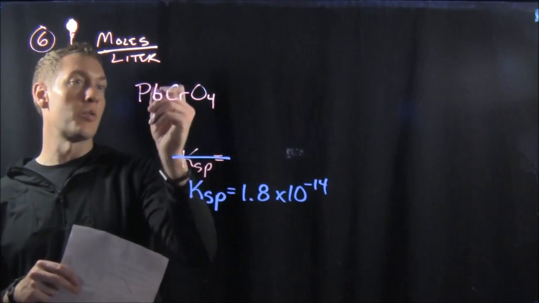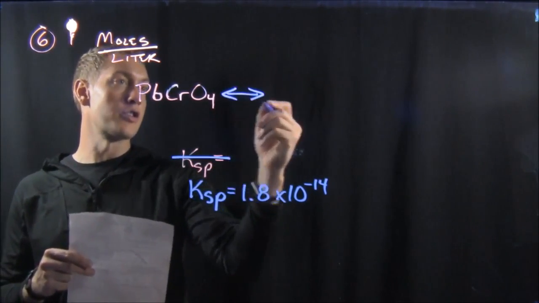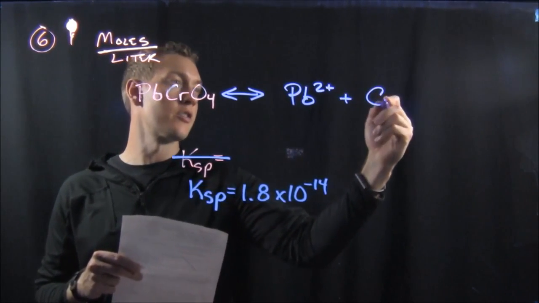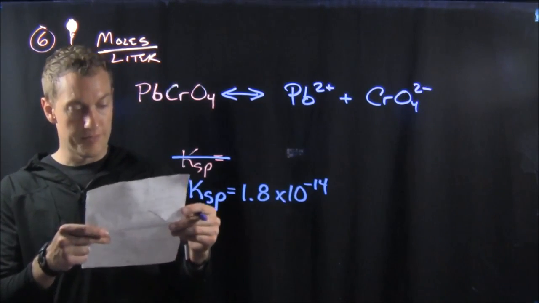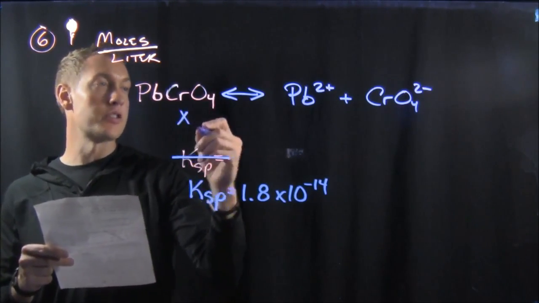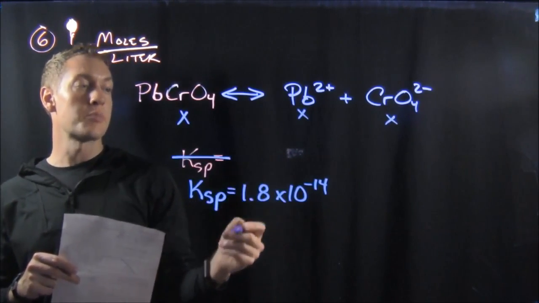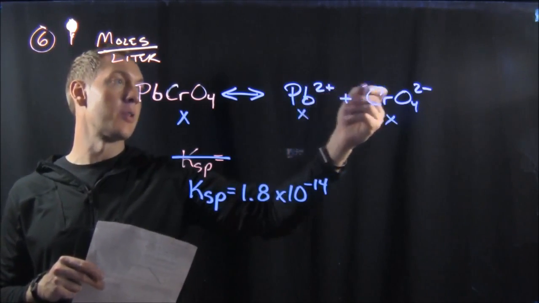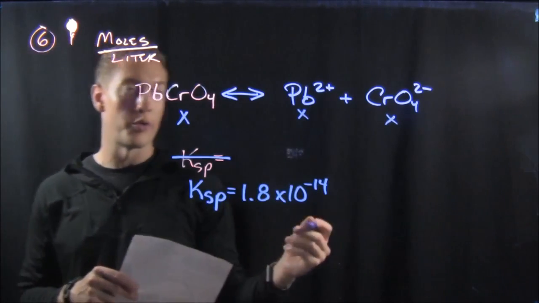So we need to think about when lead 2 chromate dissociates, it's going to dissolve into a lead ion and a chromate ion. And so that means when X amount of this dissolves, you'd get X and X amount. The KSP expression would be the concentration of lead ion times the concentration of chromate ion. No exponents or anything because it's a 1-to-1 ratio.